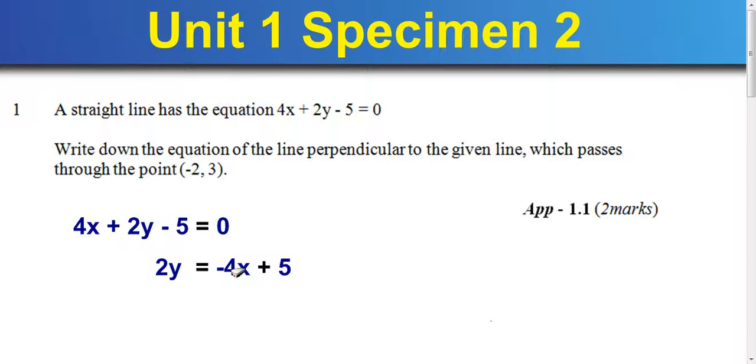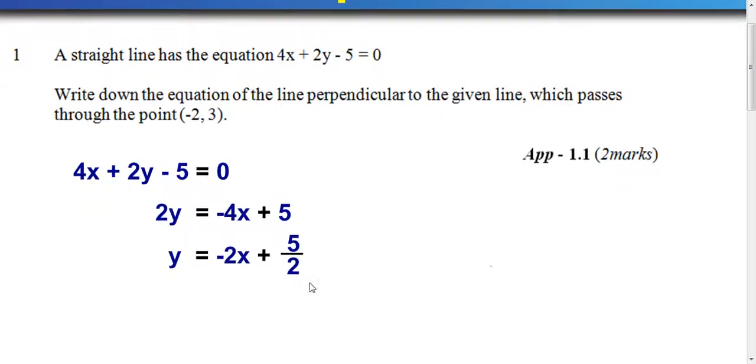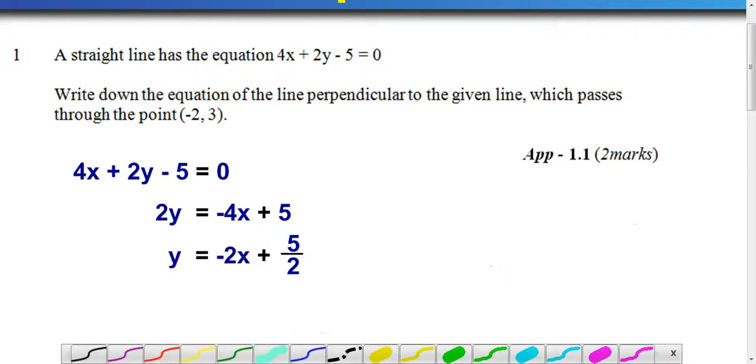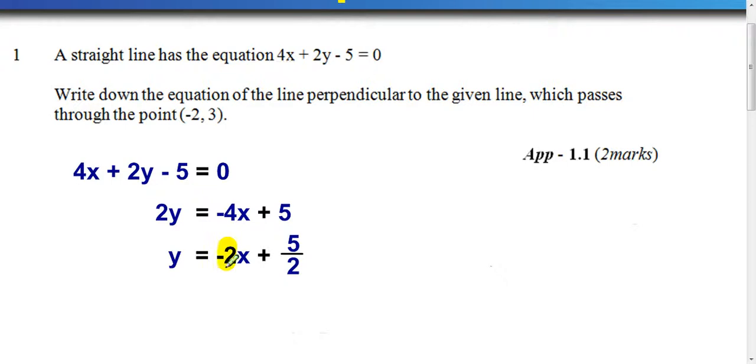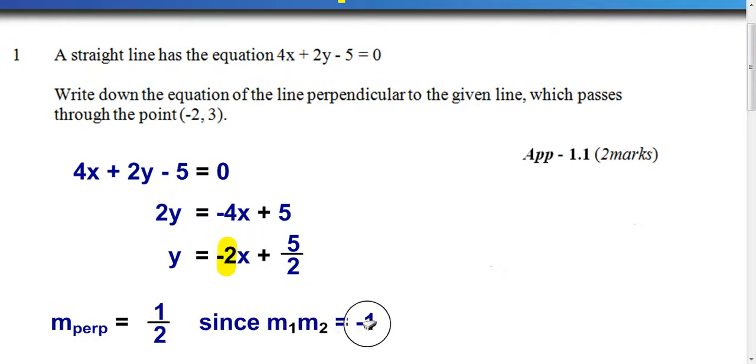So that gives us this line, and then to get into the form y equals mx plus c, you divide through by 2. And that's going to give us that. So we can now say that the gradient of this line up here is this value in front here, negative 2. Now the gradient of the perpendicular line to that is equal to a half, because m1 times m2 is equal to negative 1. Basically flip that over, that's like negative 2 over 1, flip it over and change the sign and you'll get a half.